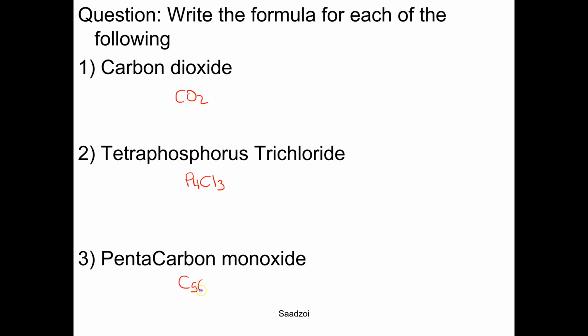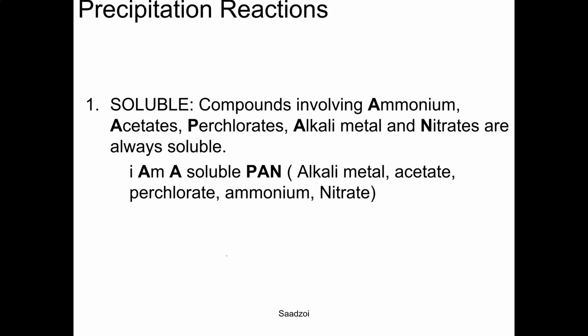Pentacarbon monoxide. Pretty straightforward. Also, remember, you don't use the word mono in the beginning. This is not monocarbon dioxide. So if the first element, there's only one of them, just name it. You don't have to put mono. But for the second element, you do have to use the word mono if necessary.